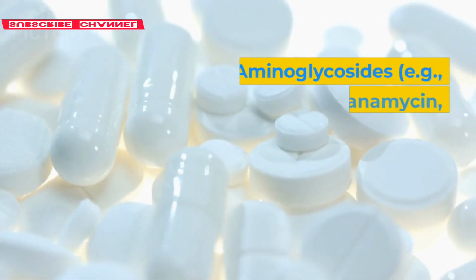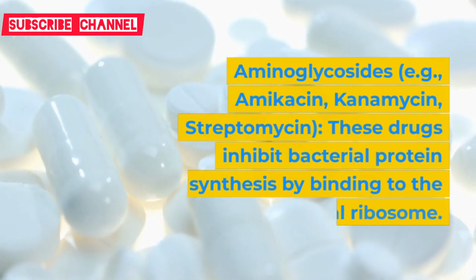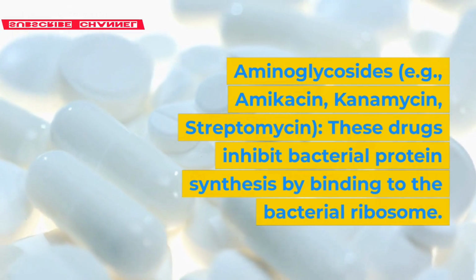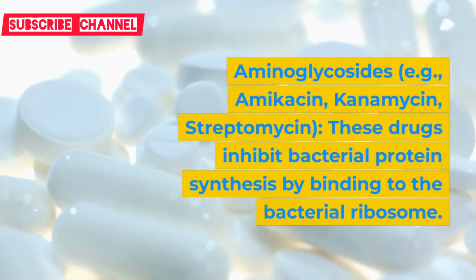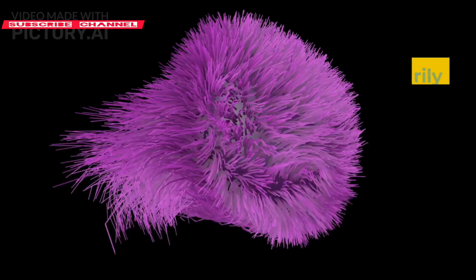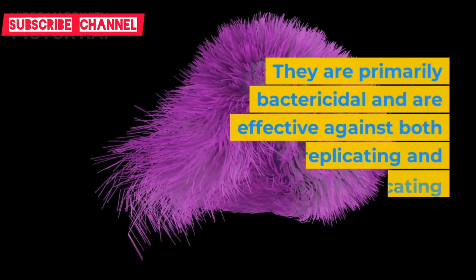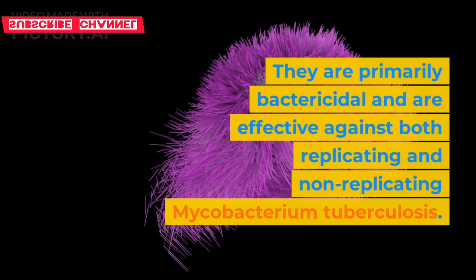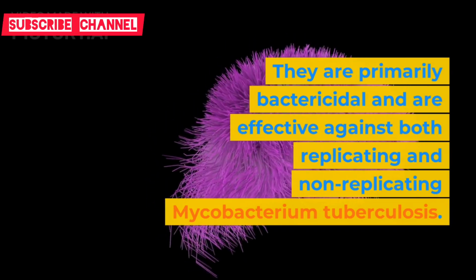1. Aminoglycosides. For example, amikacin, kanamycin, streptomycin. These drugs inhibit bacterial protein synthesis by binding to the bacterial ribosome. They are primarily bactericidal and are effective against both replicating and non-replicating Mycobacterium tuberculosis.